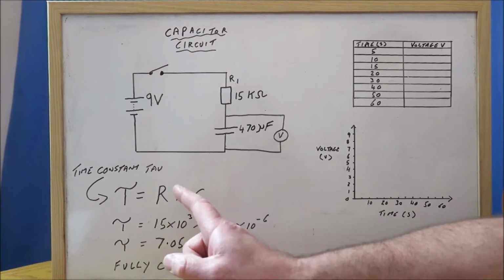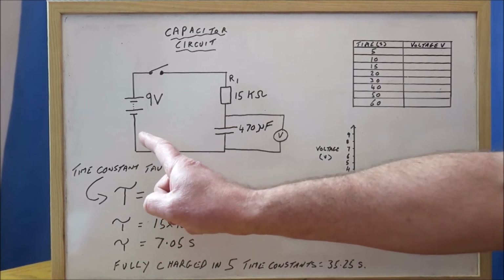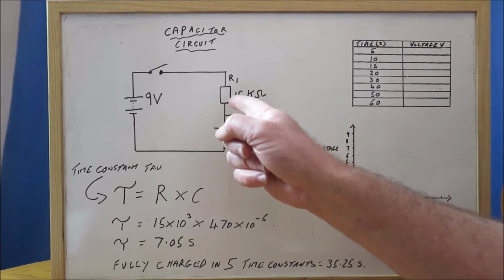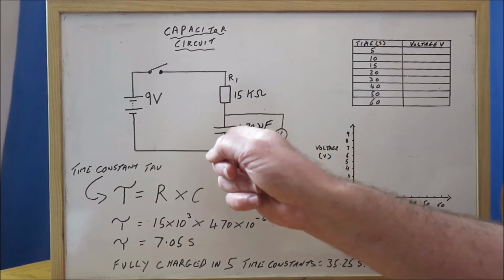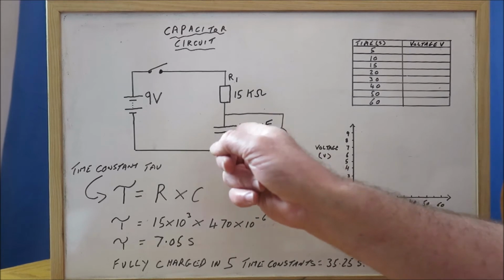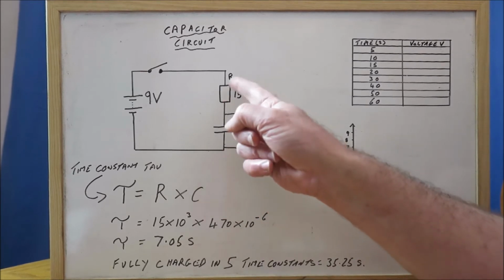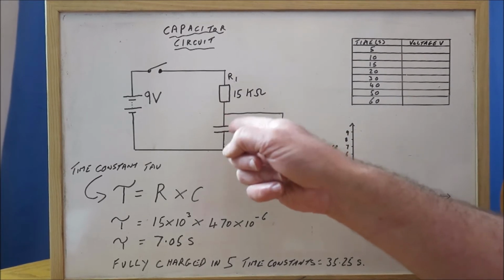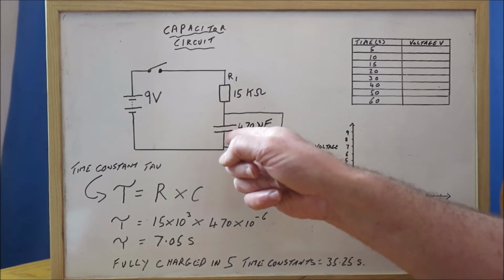So our capacitor, we're looking at a circuit here, very basic. We've got a 9-volt power supply, a 15 kilo ohm resistor, and a 470 microfarad capacitor. And that resistor is going to help control the flow of current to here, so it will control the rate that the capacitor charges up.